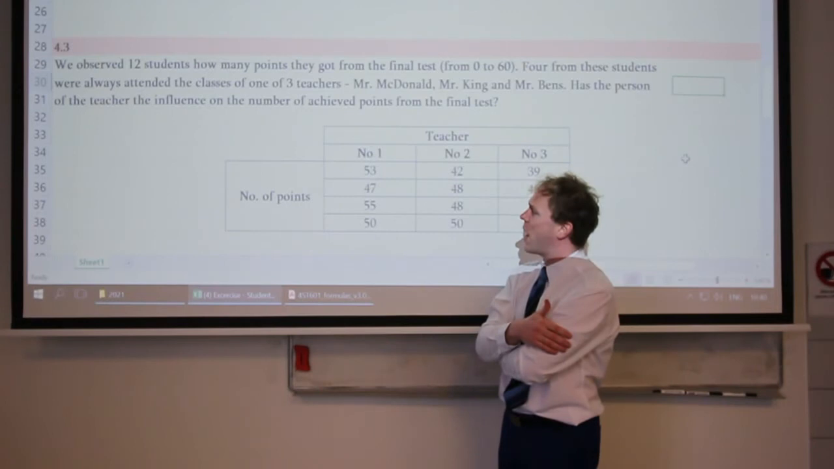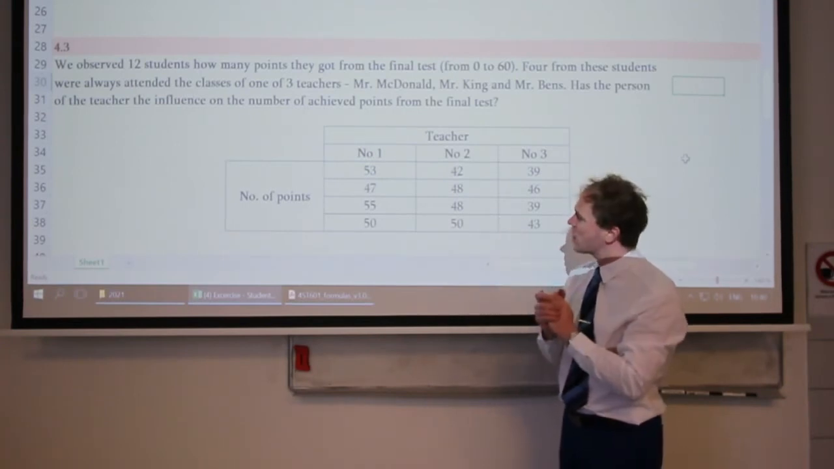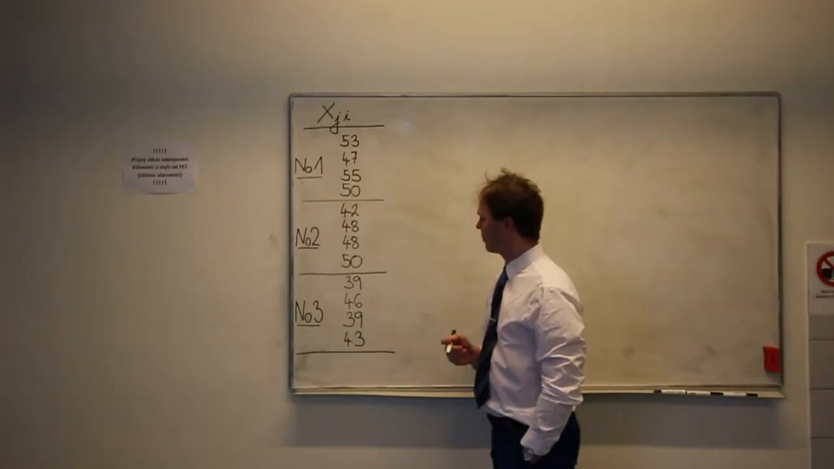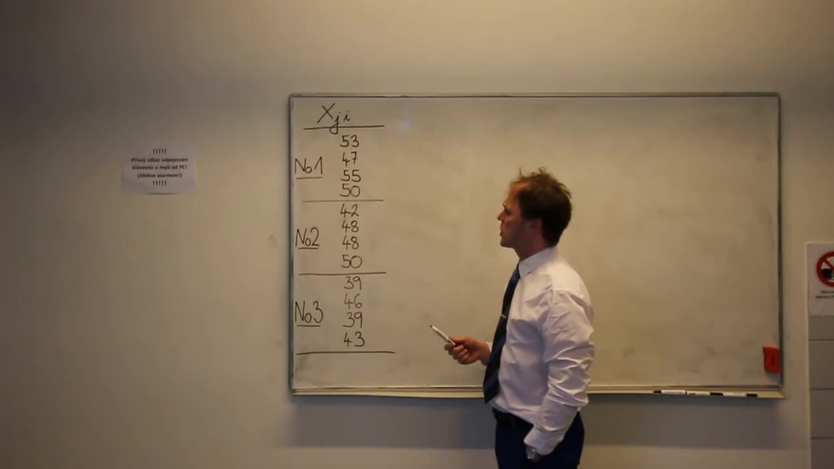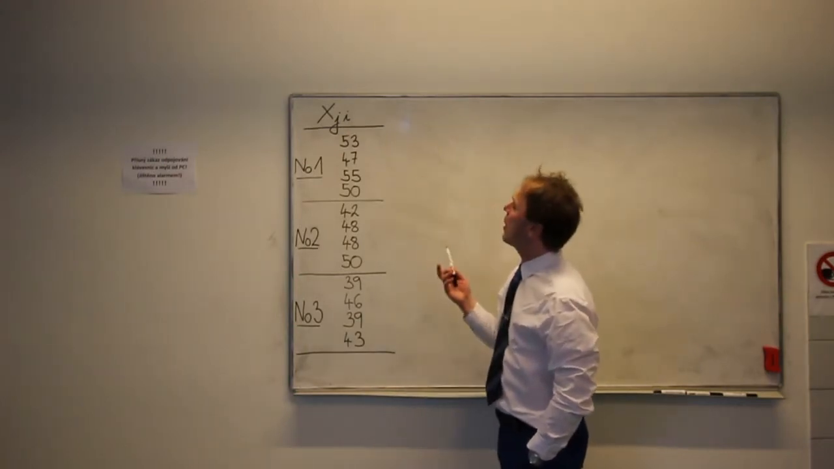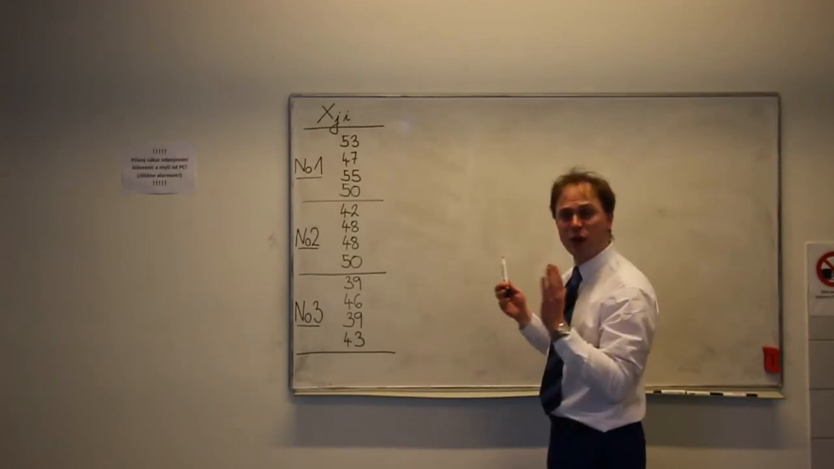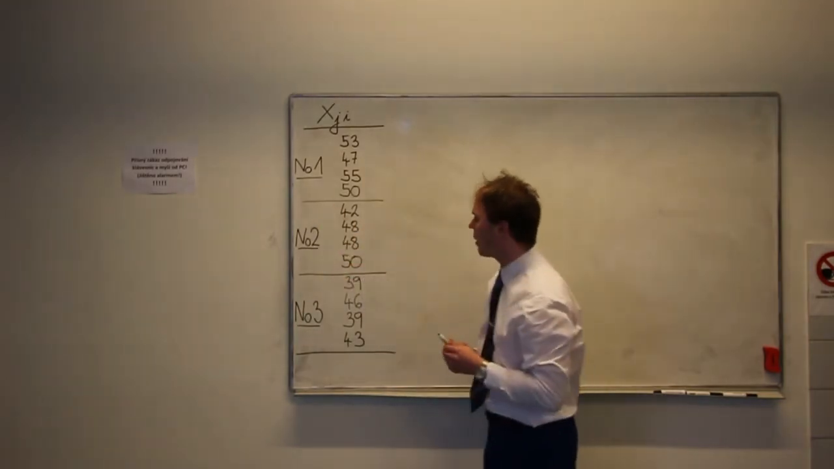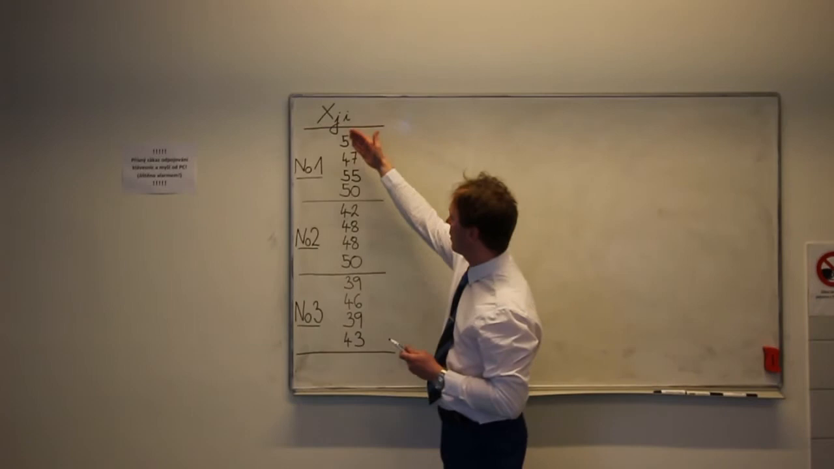We must analyze the variance inside this statistical sample, and we will evaluate the results. So I will show you the formulas, and I will solve this small example on the whiteboard for you. Okay, are you able to see this? I rewrote the values from the table on the whiteboard. We have here observations X_ij, divided into 3 groups, as you can see. The first group, Mr. McDonald, the second group, Mr. King, and the third group, Mr. Benz, so 3 teachers and 4 students.